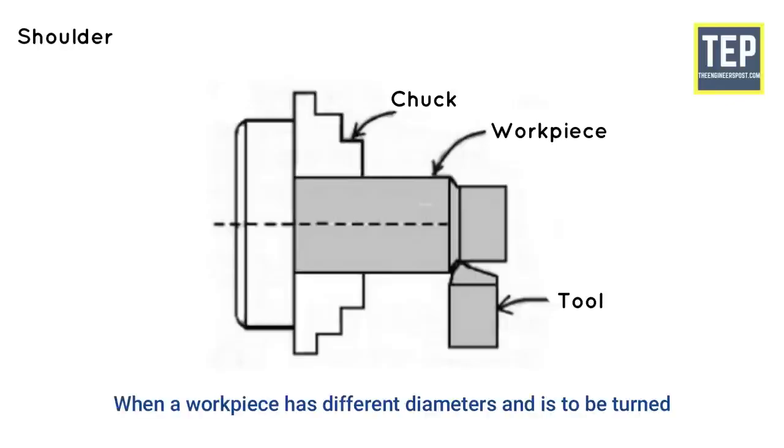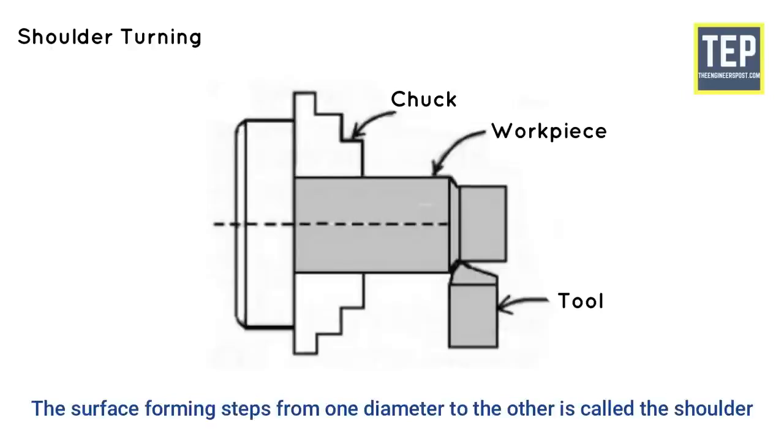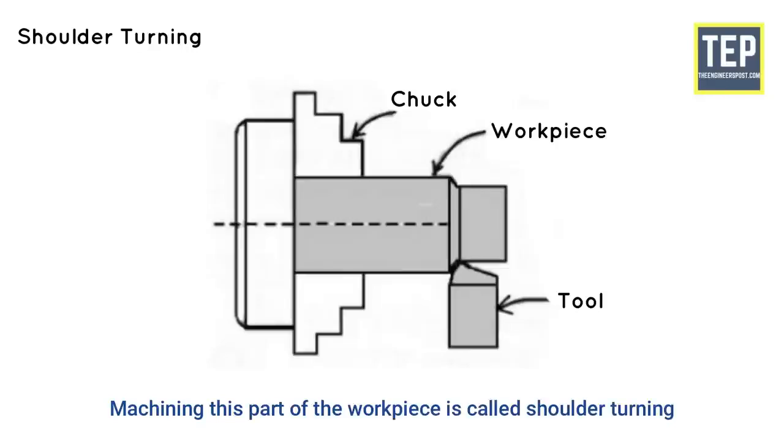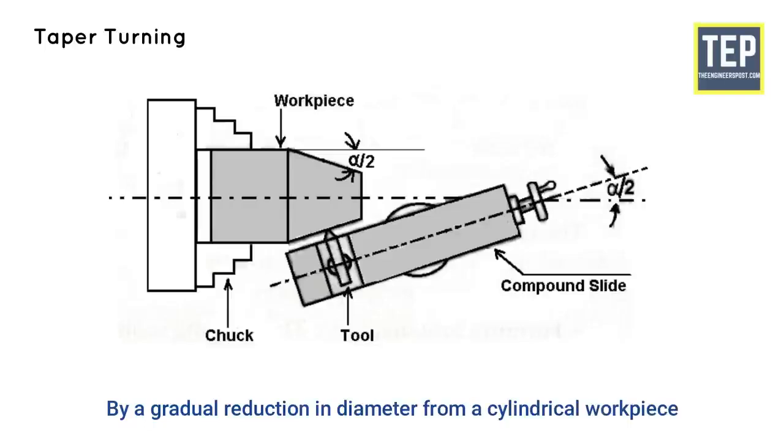When a workpiece has different diameters and is to be turned, the surface forming steps from one diameter to the other diameter is called the shoulder. And machining this part of the workpiece is called shoulder turning. Taper is the uniform increase or decrease in the diameter of the workpiece, measured along its length. Taper turning is done to produce a conical shape, by a gradual reduction in diameter from a cylindrical workpiece.